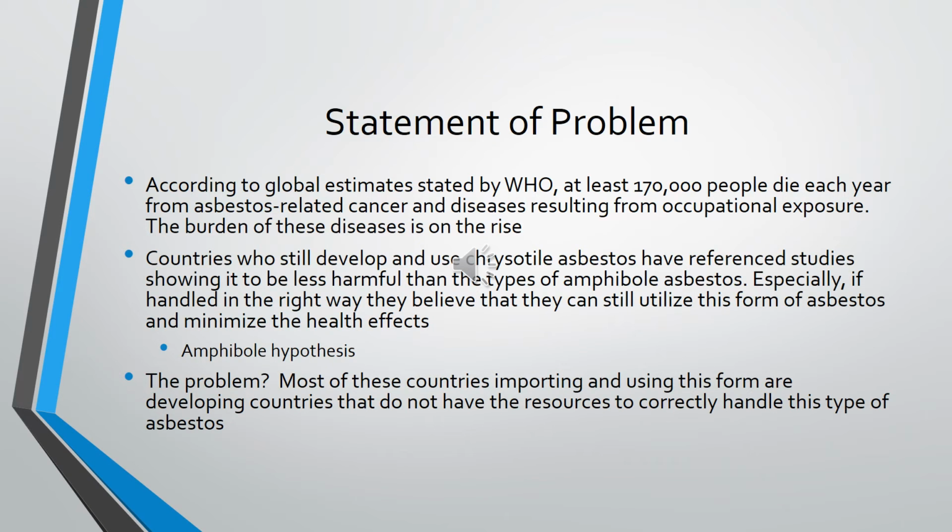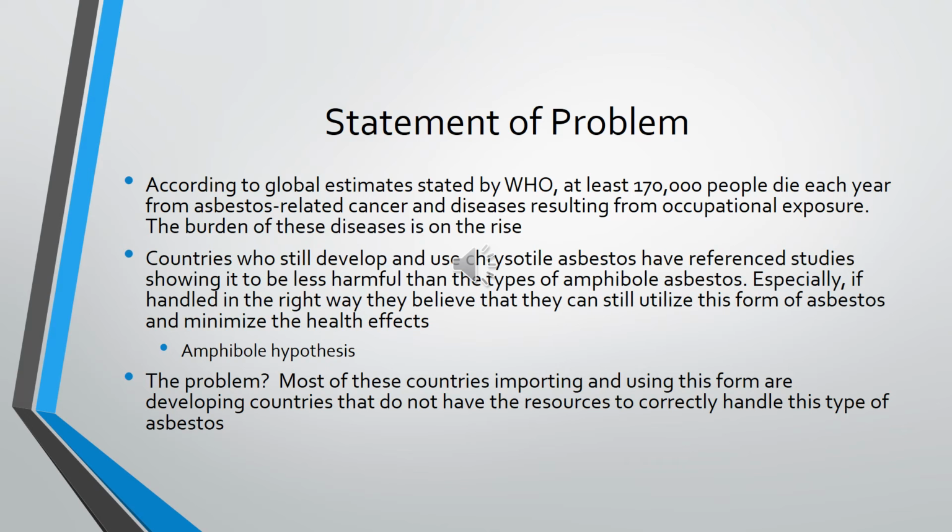So there are obviously some serious public health concerns when it comes to asbestos exposure. According to global estimates stated by the World Health Organization, at least 170 people die each year from asbestos-related cancer and diseases resulting from occupational exposure. The latency period from exposure to the actual onset of the diseases is very long. It can be up to 20 years or more. So therefore, the burden of these diseases is on the rise, and it's not going to stop, even for countries that have banned the use of all types of asbestos.